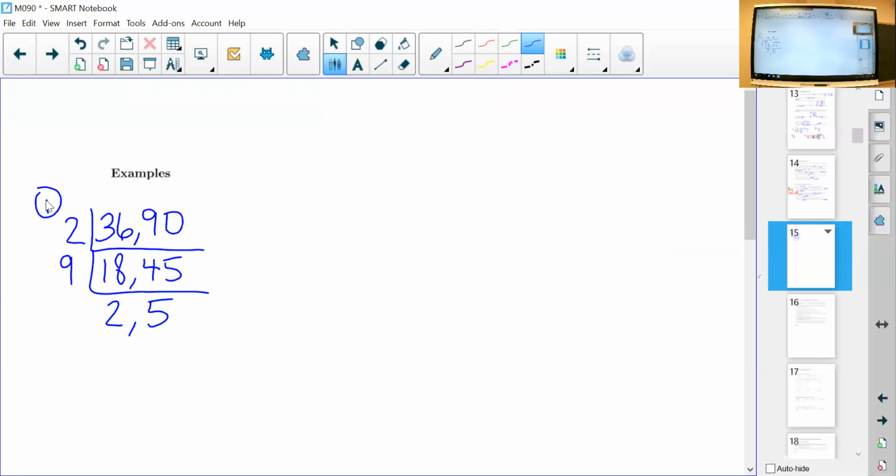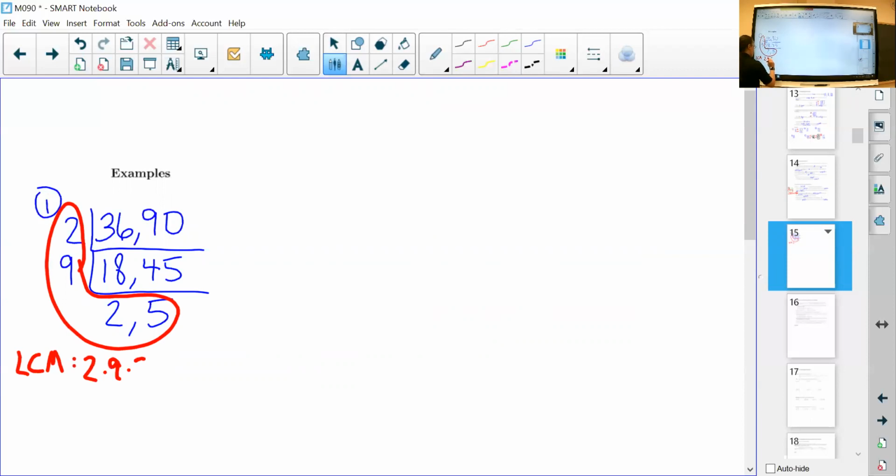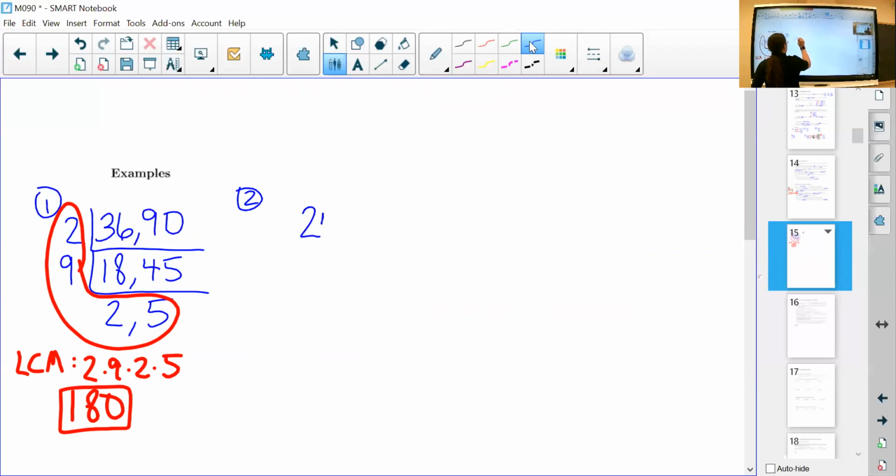2 and 5 are relatively prime. Once we have numbers that are relatively prime, we can figure out the LCM. In this case, we have 4 numbers to multiply together. 2 times 9 times 2 times 5. 2 times 9 is 18, 2 times 5 is 10. Multiply those together, we get 180 as our LCM.